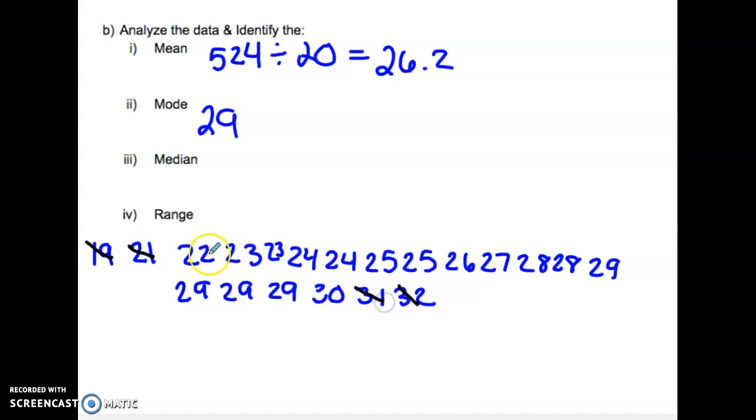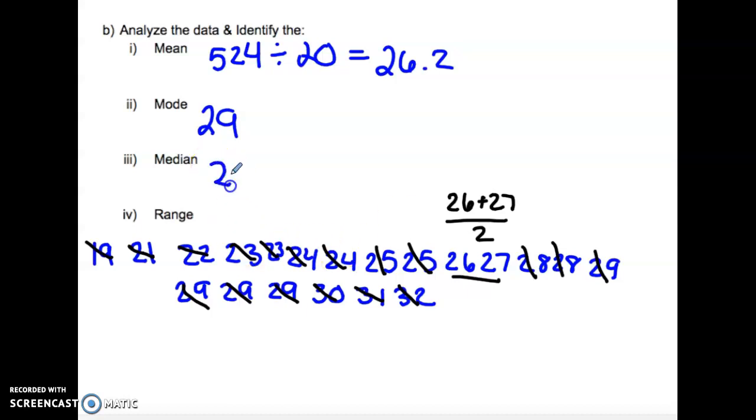Now we have an even number, so we're going to have 2 middle numbers. If we have 2 middle numbers, find the average of the 2. Here's our 2 middle numbers. So 26 plus 27 divided by 2. Our median is 26.5. And range is the biggest number minus the smallest number. So our range is 13. Okay, and now you're ready for some practice problems.